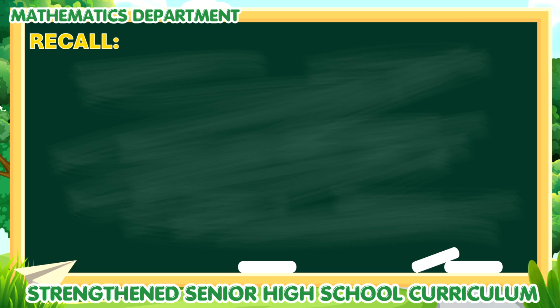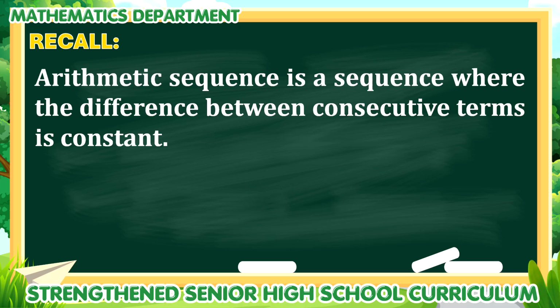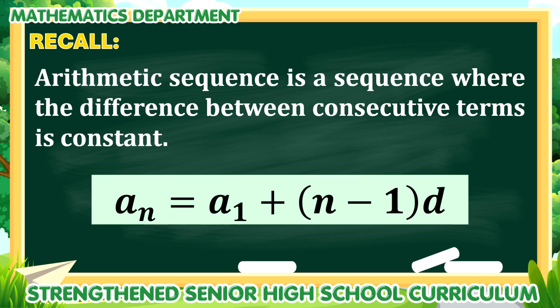For our quick review, previously we defined arithmetic sequence as a sequence where the difference between consecutive terms is constant, and we used the formula a sub n is equal to a sub 1 plus the quantity of n minus 1 times d in determining the nth term of an arithmetic sequence. Now that we know what an arithmetic sequence is and the formula that we are going to use, let's explore how it applies in real life.